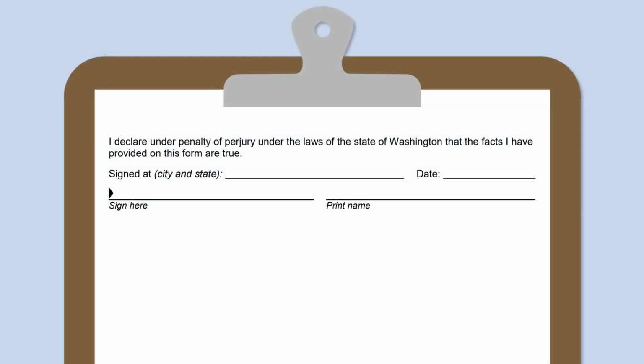Okay, now we're ready to sign the bottom of page 4. Print your name as well as list the city and state and the date you filled out the paperwork. Congratulations! You've completed the financial declaration. It's great that you've done all this work. Keep this form handy because you may need the information on this form for other forms that you're asked to complete.